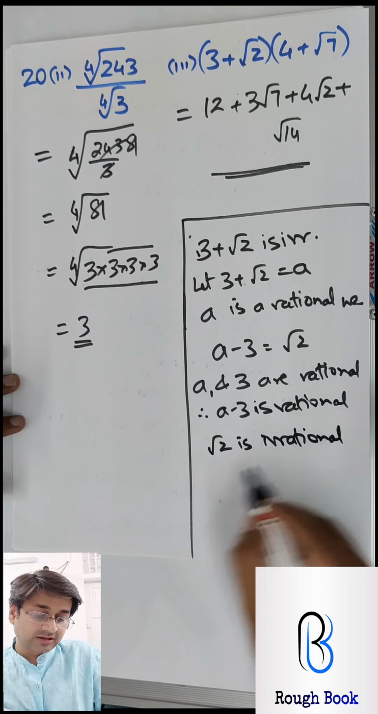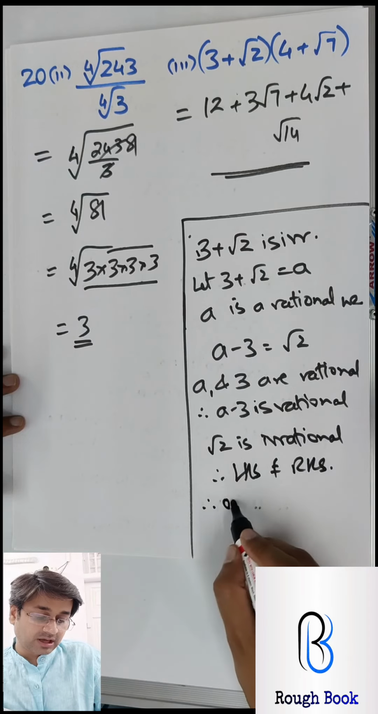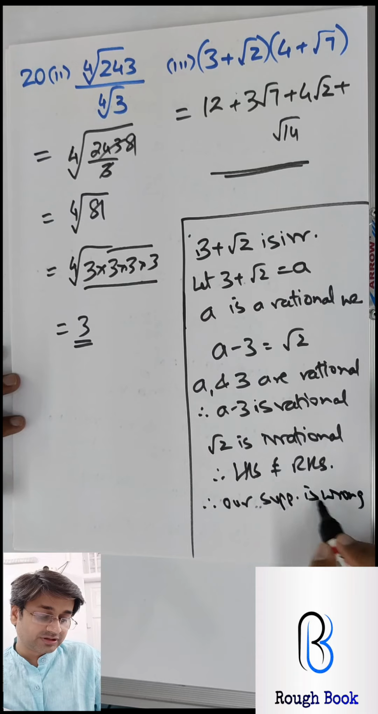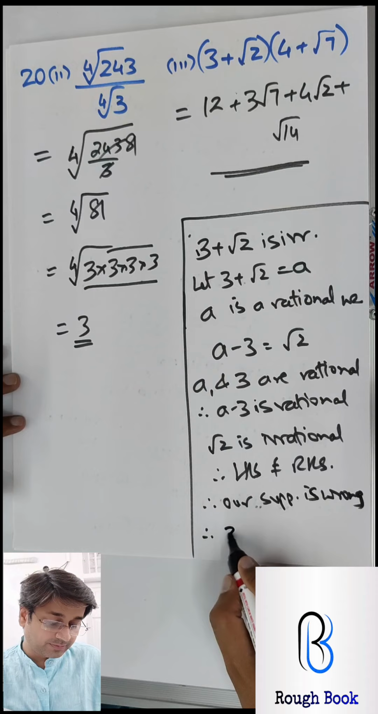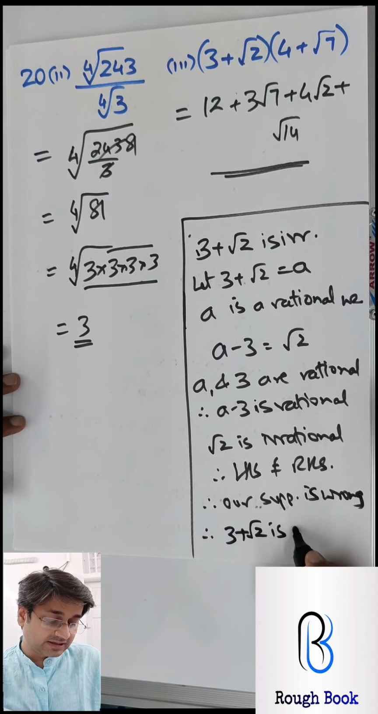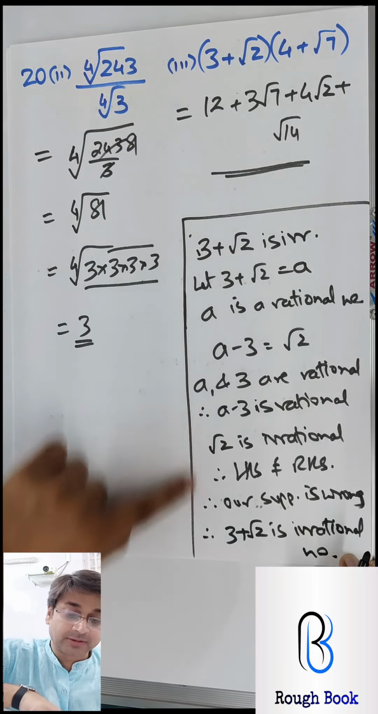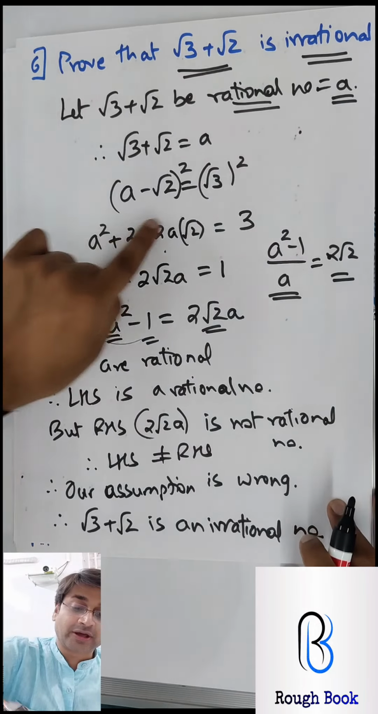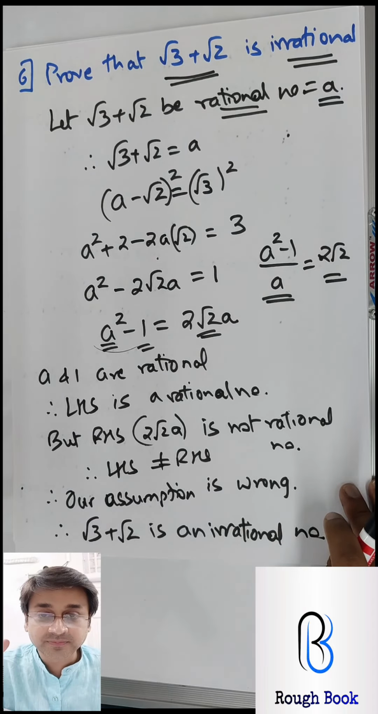But root 2 is irrational, correct? And therefore LHS is not equal to RHS, and therefore our supposition is wrong. Since the assumption is wrong, 3 plus root 2 is an irrational number. If you get only one root and another normal number, it is a simple method. But if you get both under the root, then you will have to use the squaring technique and prove that it is irrational. Clear now, everyone?